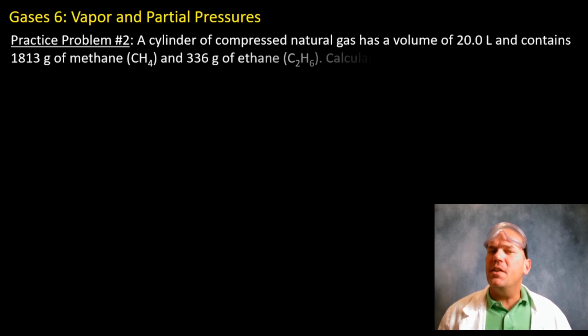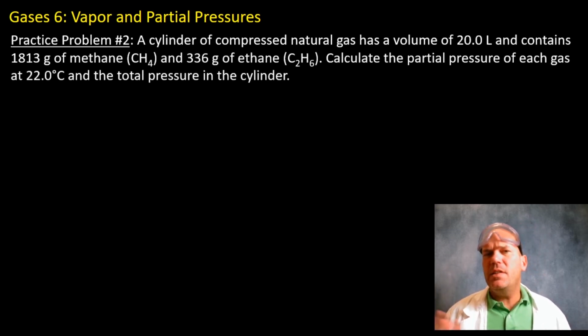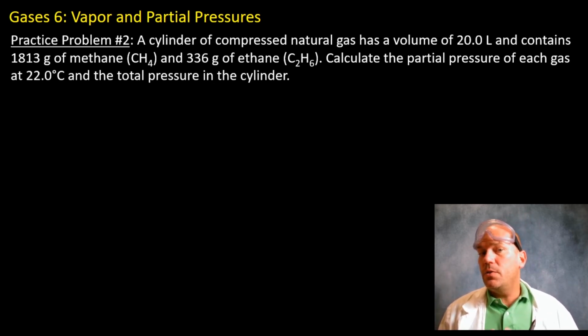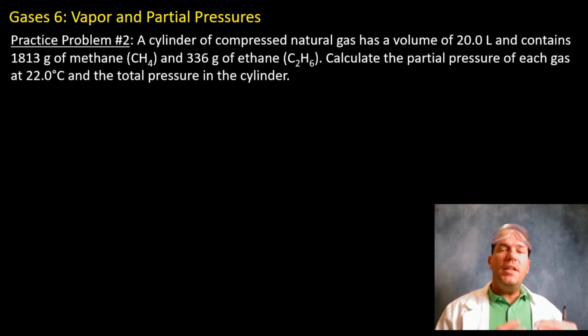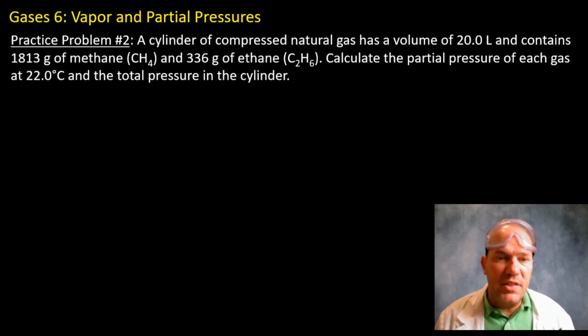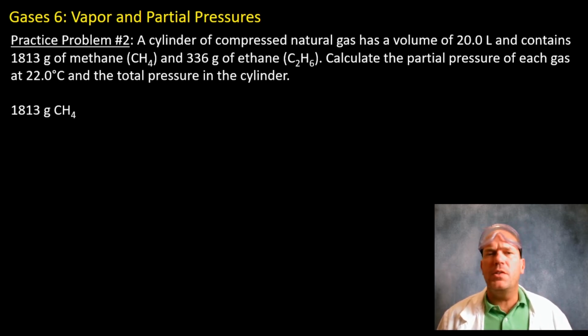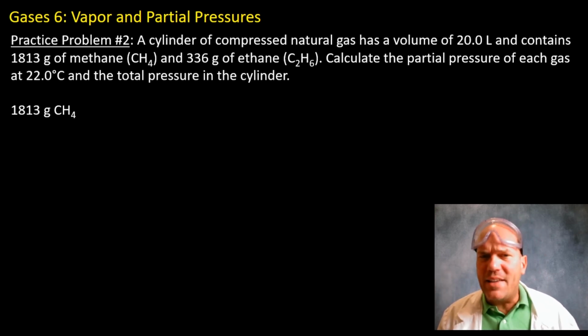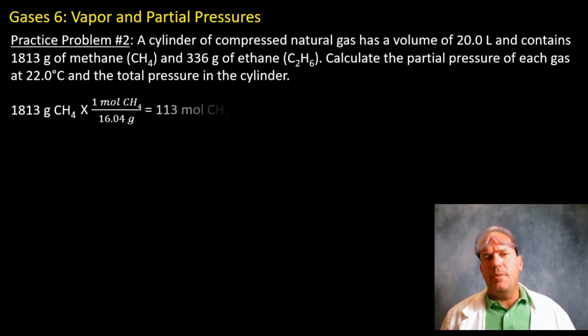Here we have a cylinder of compressed natural gas in a 20-liter volume, and it has a couple gases in it. It has 1,813 grams of methane and 336 grams of ethane. Calculate the partial pressure of each gas at 22 degrees Celsius and the total pressure of the cylinder. First things first, you know we're going to need to get this into moles. You know we're going to use molar mass. Let's go ahead and do that.